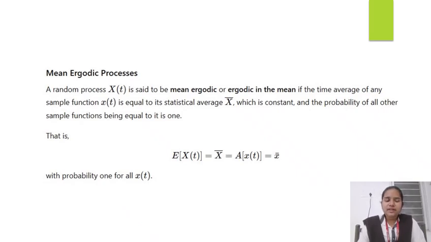Here from the definition we see that mean ergodicity means the time average of sample function x of t is equal to the statistical average. Here A of x of t equals x bar. This condition gives the mean ergodic process.